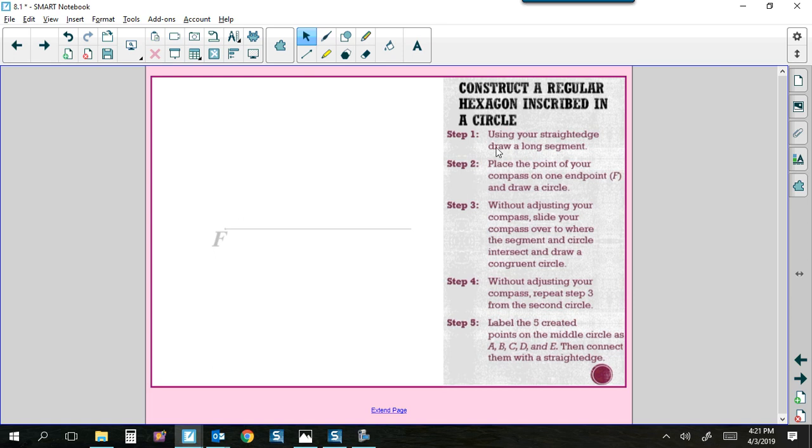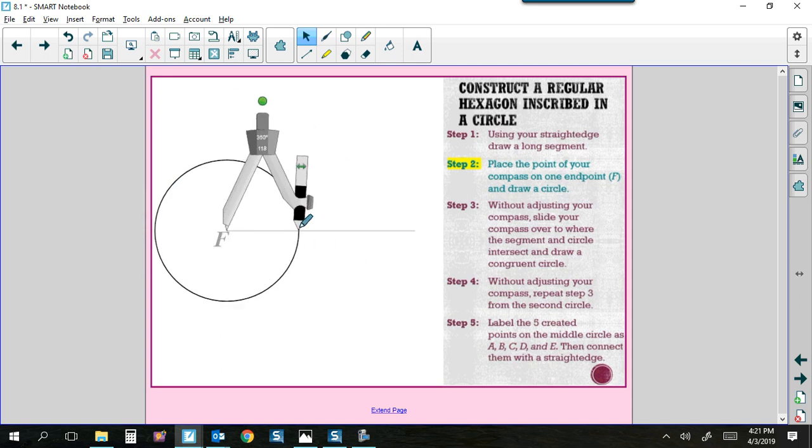So the first step is we're going to draw a long segment, and I'm going to name one end of it F. This is going to become our radius slash diameter of my new circles. Our second step, you're going to place the point of your compass on one endpoint, which I've named F, and you're going to draw a circle. So again, the line can be drawn however you want. I chose horizontal. And this circle can be done any size you want.